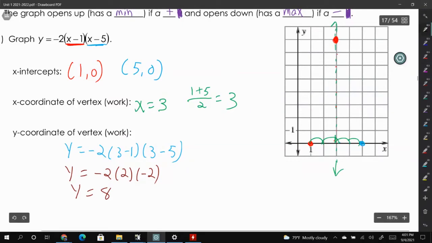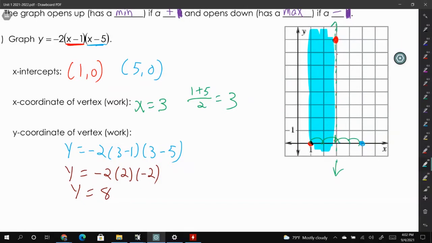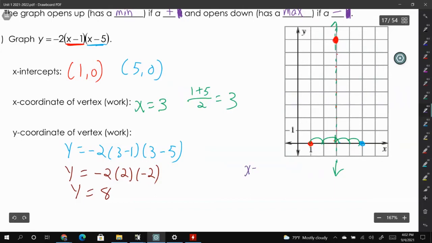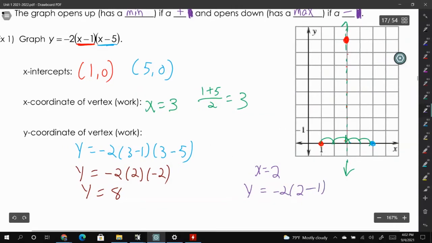Like, we don't want to pick x equals 0 because you may think that's an easy point to figure out, but if you follow the curve of this graph, the y value is going to be way down here. So what I would do is I would pick an x value in this area between your vertex and your x-intercept. So I'm going to pick x equals 2. So x equals 2, and then plug that in. 2 minus 1 times 2 minus 5.